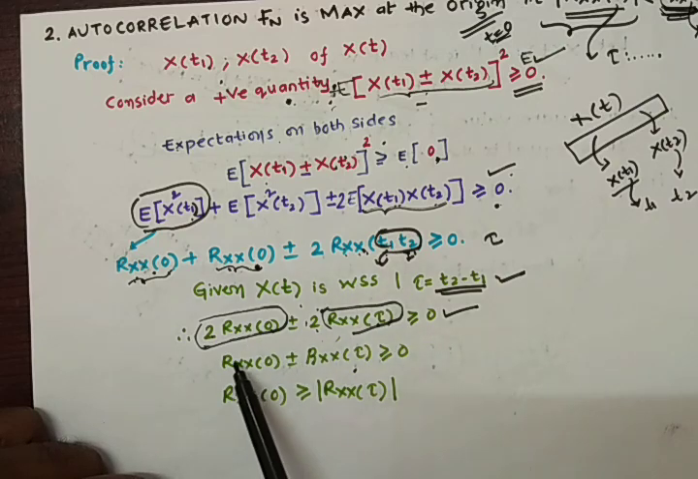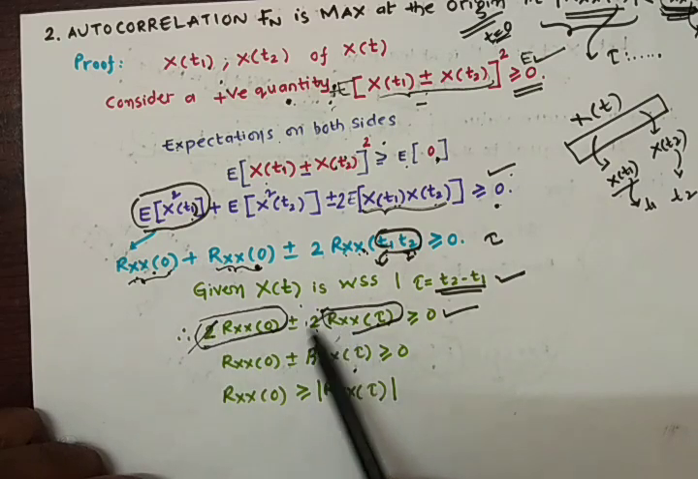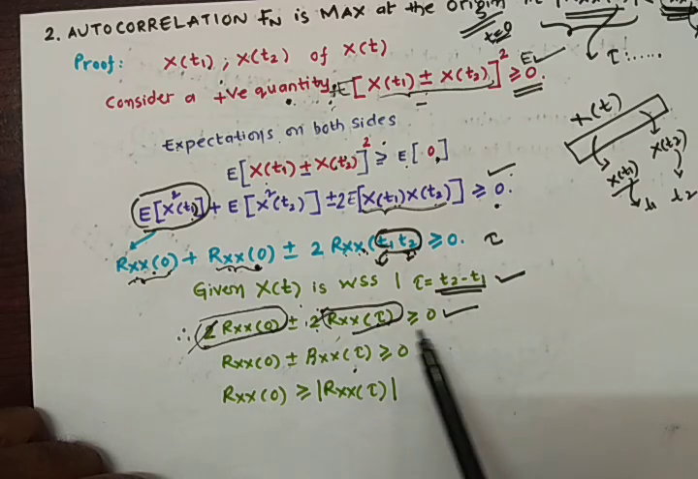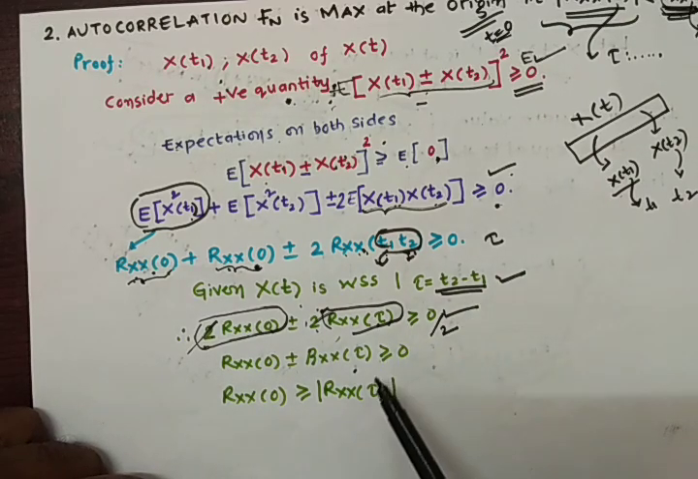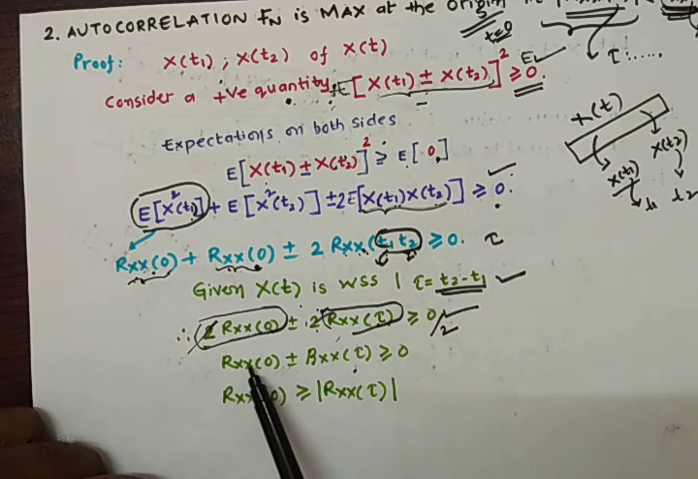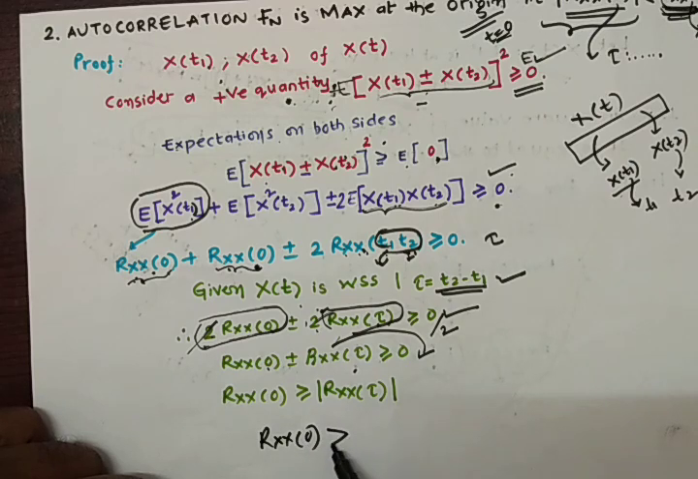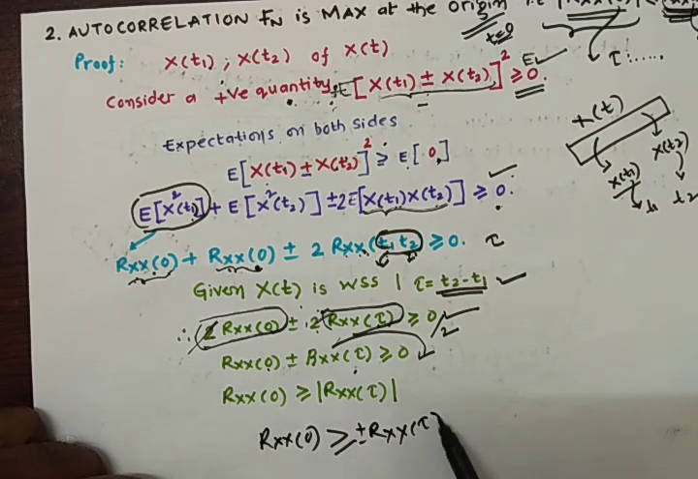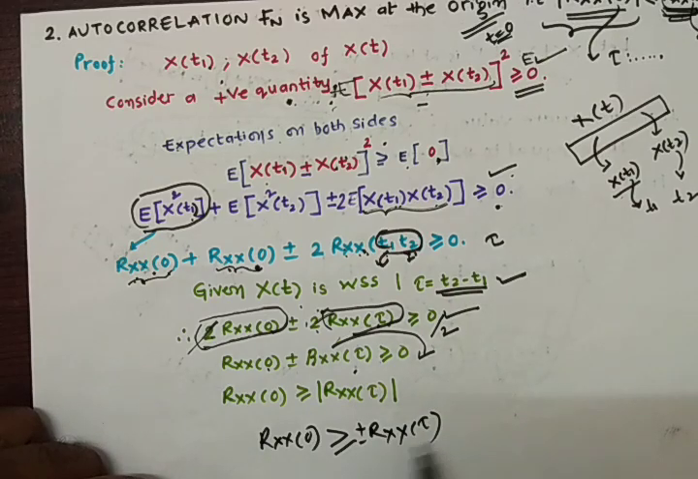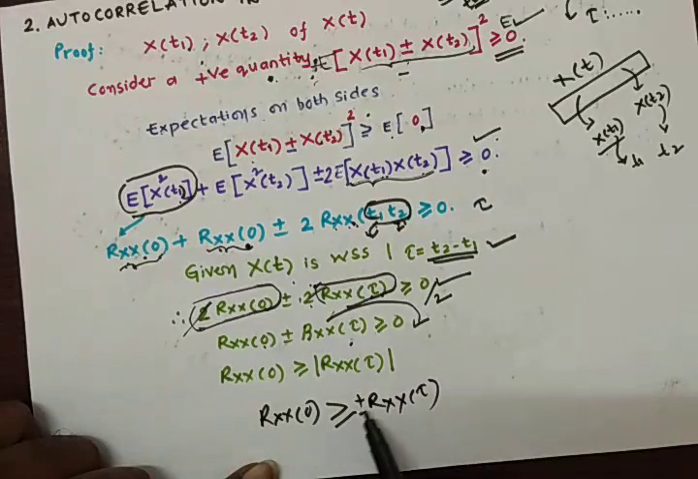So I can take this Rxx of 0. The 2 gets cancelled when it goes to the right hand side, since 0 by 2 will be 0 only. So Rxx of 0, that is the autocorrelation at the origin, plus or minus the autocorrelation at tau, is greater than or equal to 0. If I take this term to the other side, the autocorrelation at the origin must be greater than or equal to the autocorrelation with plus or minus sign, that is the autocorrelation between t1 and t2, which is nothing but the autocorrelation at tau only.